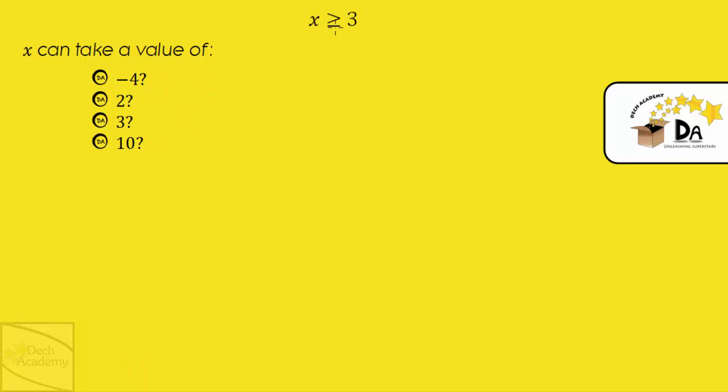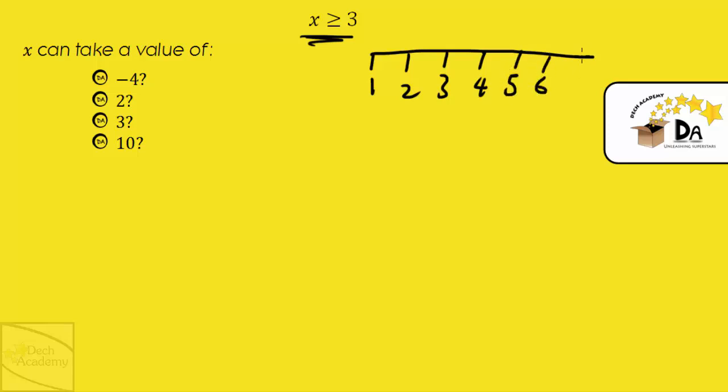Here's a final example. X is greater than or equal to 3 is the inequality. This inequality is saying that x should take values that are greater than or equal to 3. If you look at a number line that starts from 1, 2, 3, 4, 5, 6, and so on, numbers get larger. This inequality says x takes values greater than or equal to 3. So x can be 3 or values greater than 3. That's what this is saying.